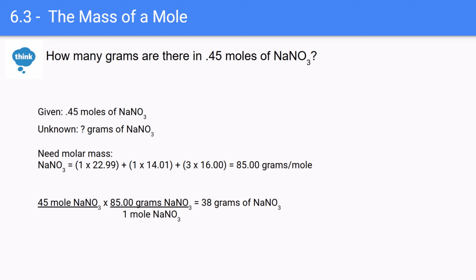And I make sure that I round to the appropriate number of significant figures. It should be 0.45 moles, not 45. But you get the idea here. So it's the same process. We're just going between grams and moles.